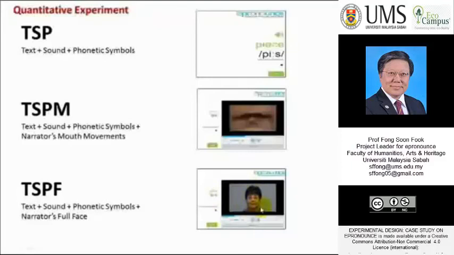So among the 320 students, they were randomly distributed in three different groups. So each student will interact with only any one of the three modes.